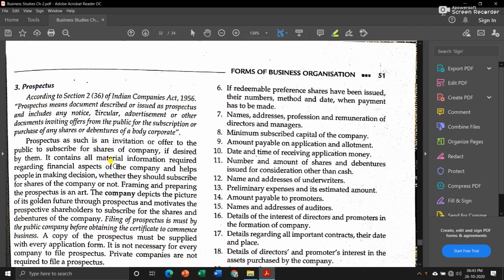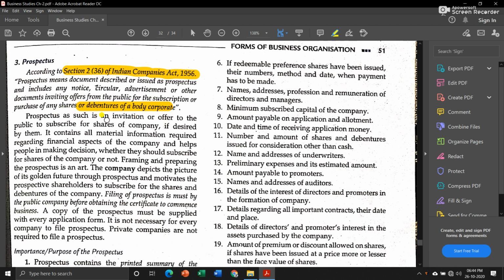Now the third important document is the prospectus. According to Section 2, subsection 36 of the Indian Companies Act 1956, prospectus means any document described or issued as a prospectus and includes any notice, circular, advertisement, or other document inviting offers from the public for the subscription or purchase of any shares or debentures of a body corporate. Means the prospectus is mainly related to the subscription or purchase of shares or debentures of the company.